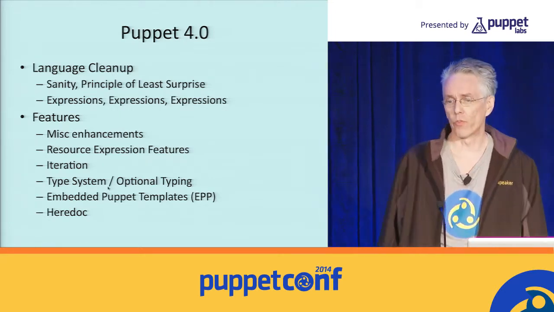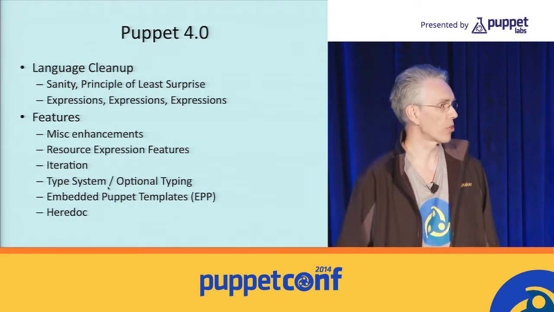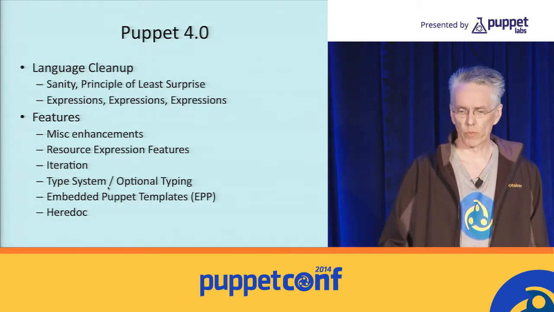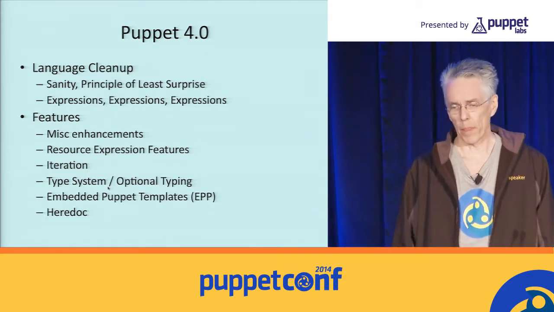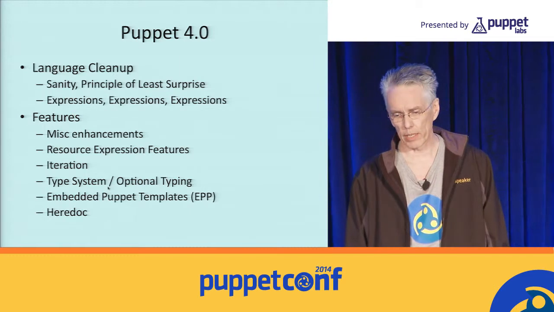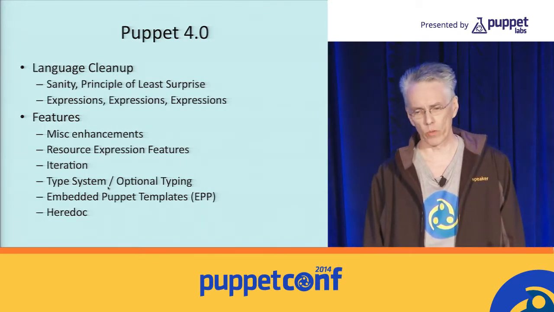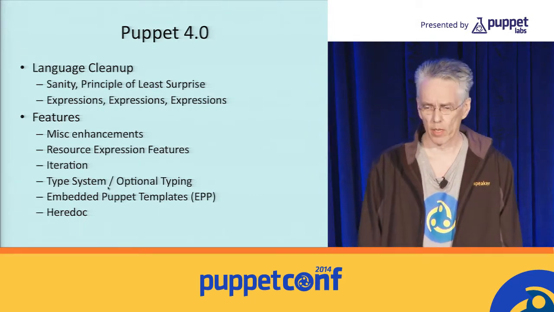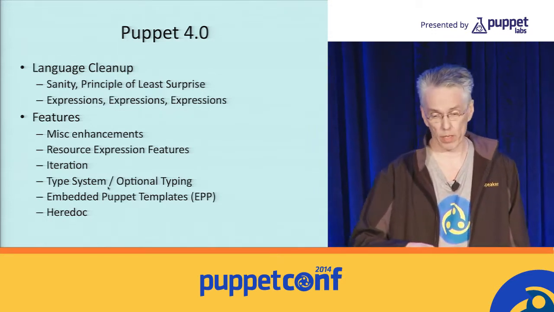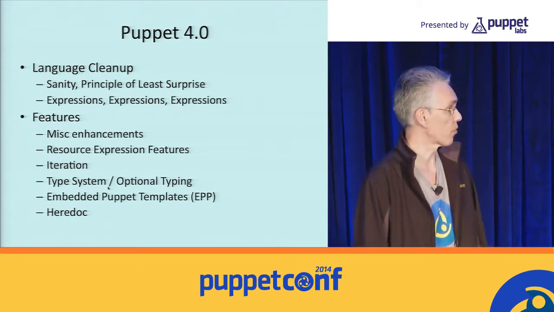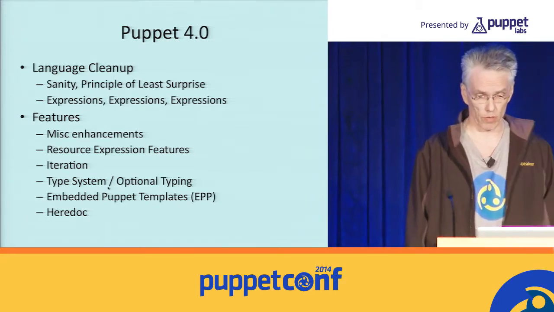Then we have a whole bunch of new small language features, like changes to operators and what you can do in the language. We have some changes to resource expressions, with new things you can do with them. And then we have some bigger items like iteration. We have a type system. You can now use embedded Puppet templates, which allow you to write templates with Puppet logic in them instead of Ruby. And we have support for HEREDOC, a way to write long, complex strings with better control over them.